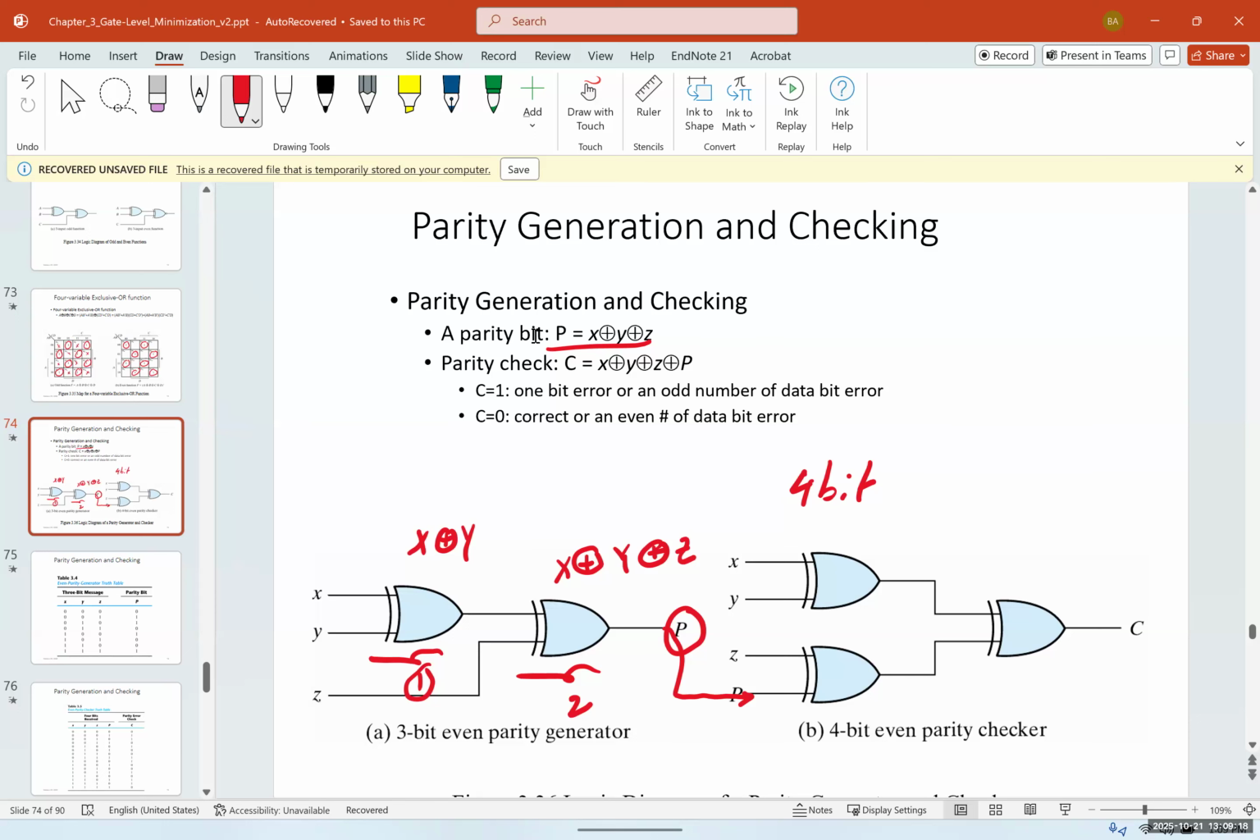And then we have a parity check. And the parity check, as I mentioned, we combine the parity code with the inputs again. This time we have 2 XORs in the input with 4 inputs. And we have 1 XOR at the output, which creates the check bit, or what we call a parity check. So if C is equal to 1, a 1-bit error or an odd number of data bit errors exists. If C is equal to 0, we have a correct result or an even number of data bit errors.